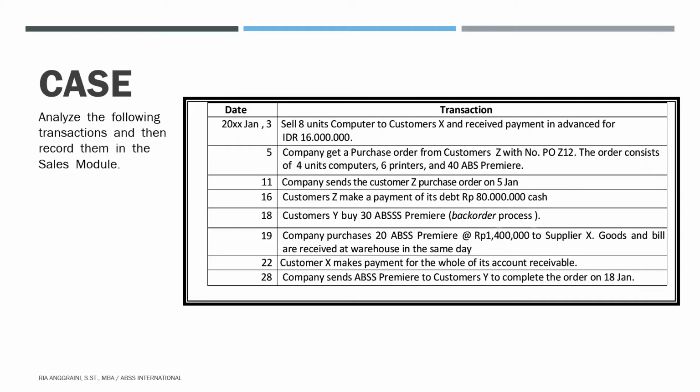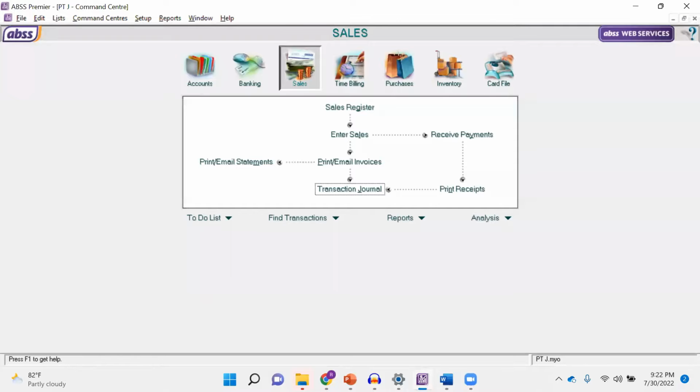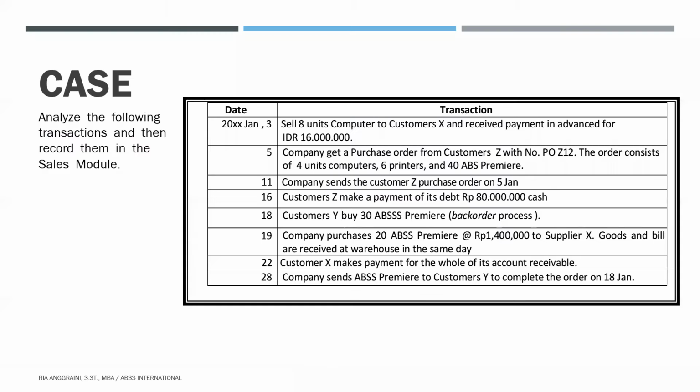This is the case that we have to analyze the following transactions and then record them in the sales module. Now we go to the application and choose the sales module, and then we can see all of the menu here: the sales register, enter sales, print email invoices, print email statements, receive payments, and the transactions, and also the last is the print receipts. Now, let's record all transactions.